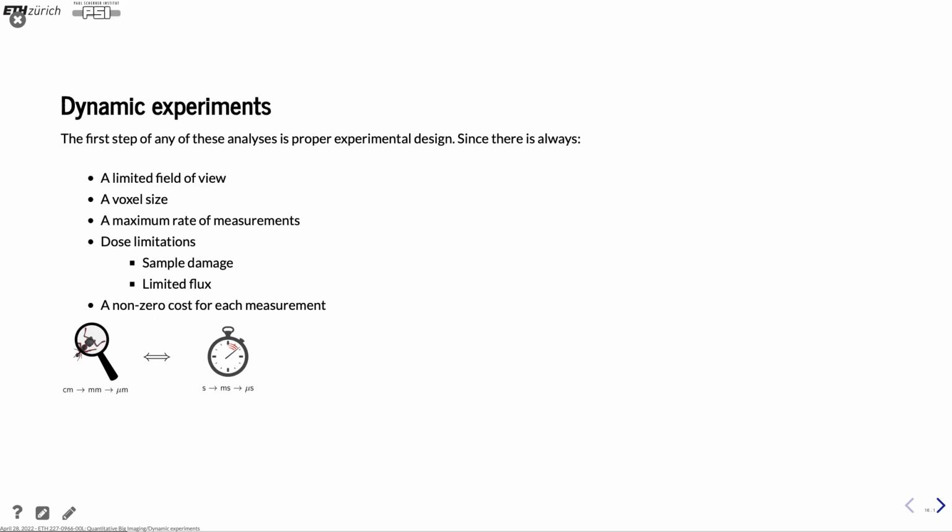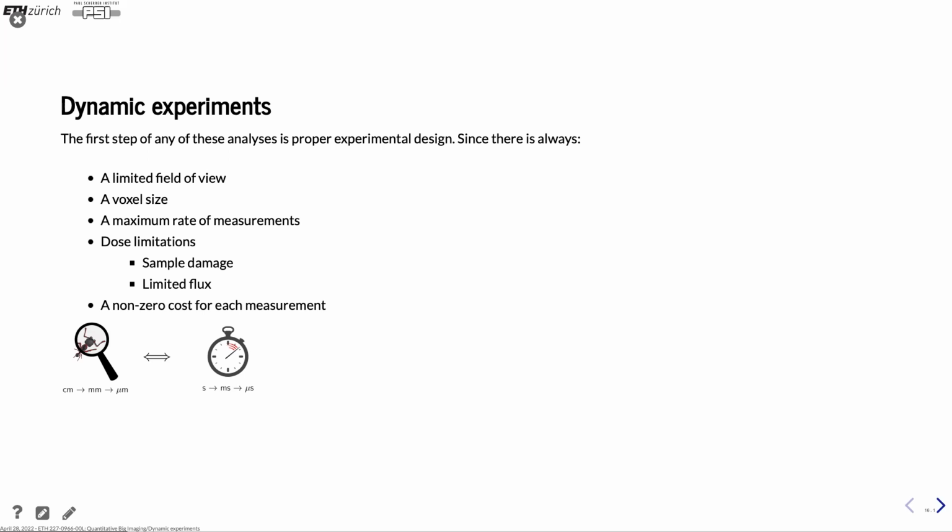The other side of it is limited flux. That would be when you have a very weak source, and maybe you just can't get a single quantum of information in each frame. So those are the two extremes, and mostly you have to balance these different requirements in order to get what you want.